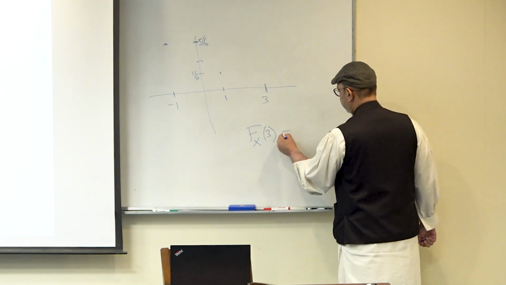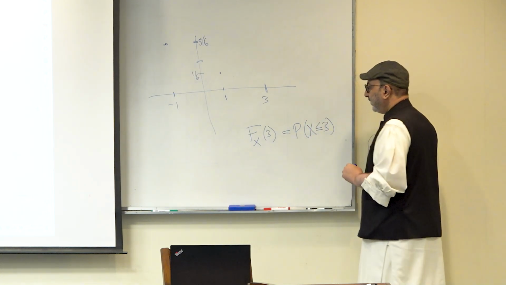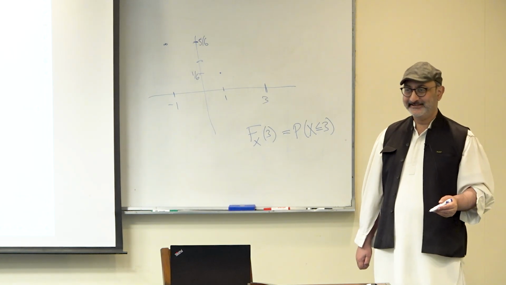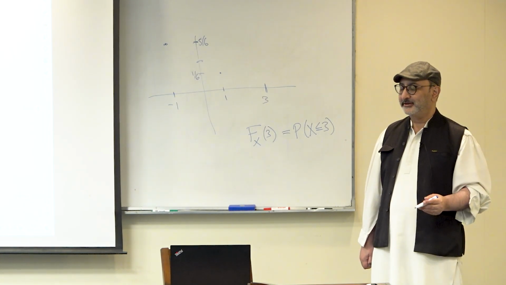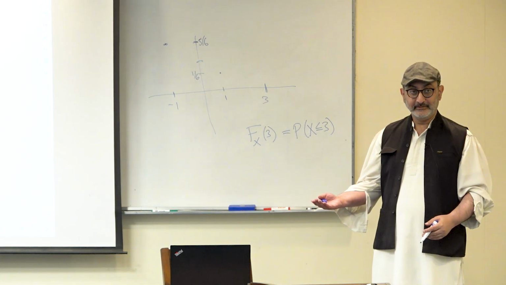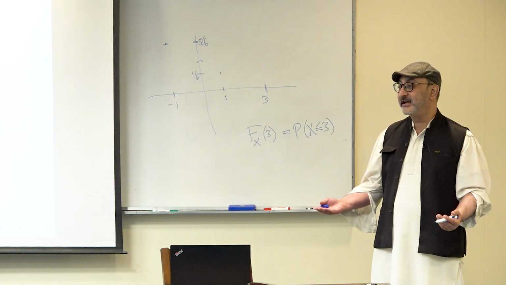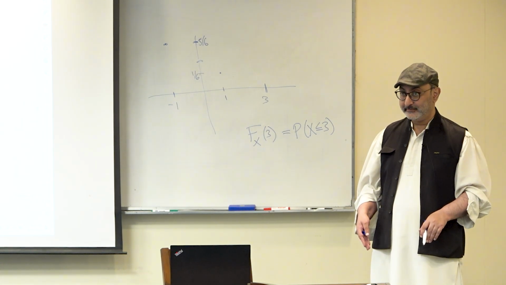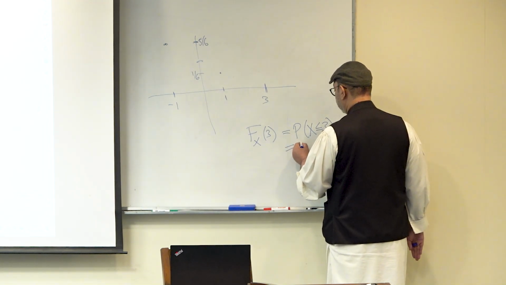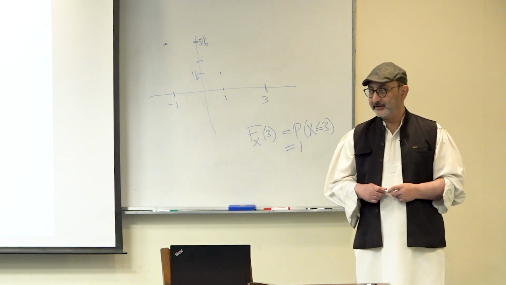So we write this. Well, whatever value x is, it's either -1 or +1 after an experiment. So you're guaranteed to have values less than or equal to 3. So this must take the value 1. Is that okay?